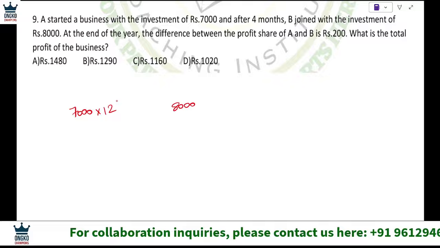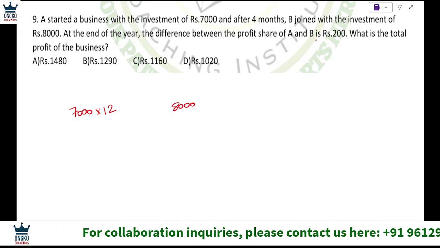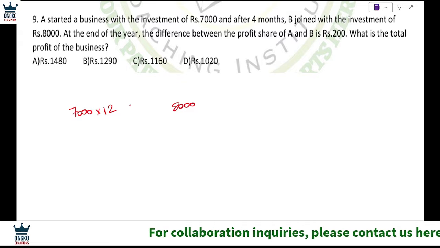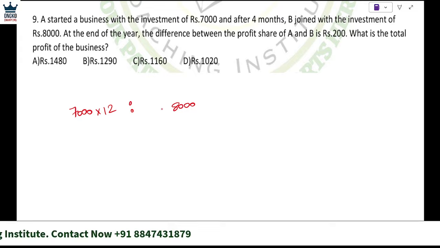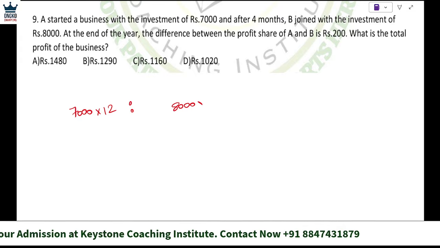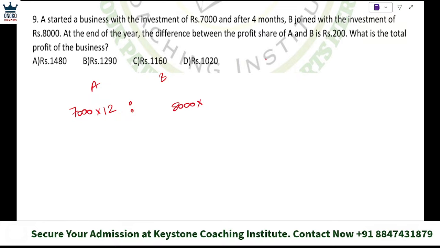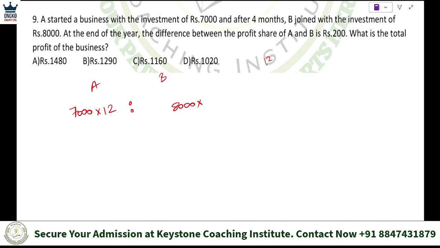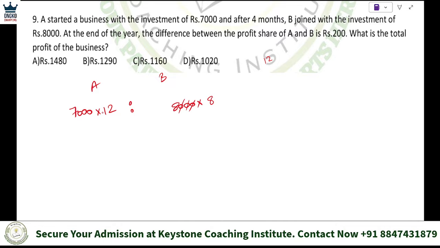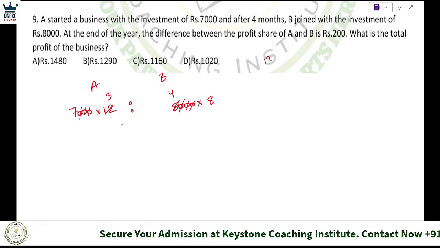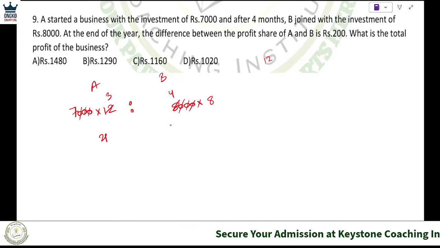The difference between the profit share of A and B is, we will come to that later. B is 4 months late, so out of 12 months B invested only 8 months. So 7 3s are 21, and we have 4 8 times is 32.